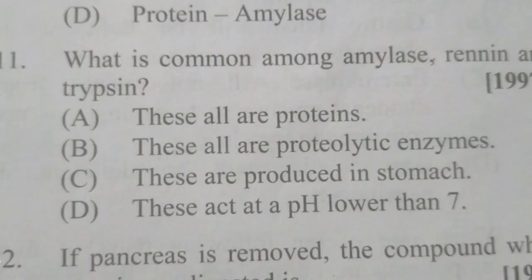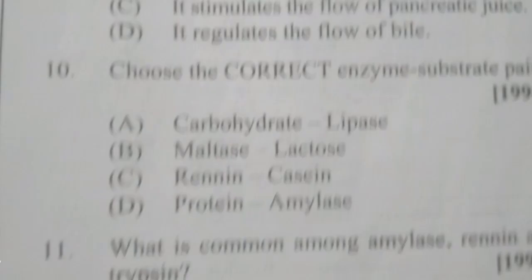Our next question is, what is common among amylase, renin and trypsin? You need to know that all enzymes are proteins. So these three are enzymes and option A is correct for this. These all are proteins. Okay, our next question is to choose the correct enzyme substrate pair. Carbohydrate with lipase is not correct. Maltase with lactose is also not correct. C, renin with casein is the correct one. So our correct answer is C.